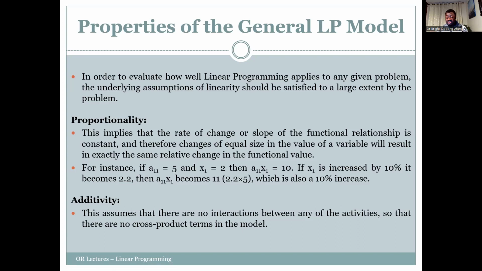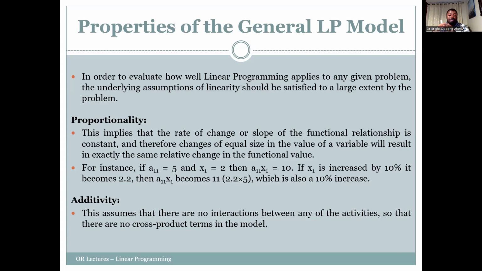This implies that the rate of change, or the slope of the function, relates to a constant. So there is a relationship between the rate of change, and therefore changes of equal size in the value of a variable result in exactly the same relative change in the functional value. So it means that any change will affect the results. That's what the proportionality assumption means.